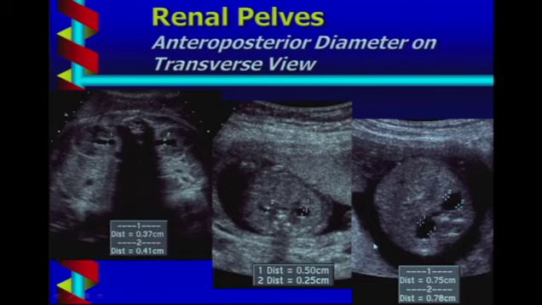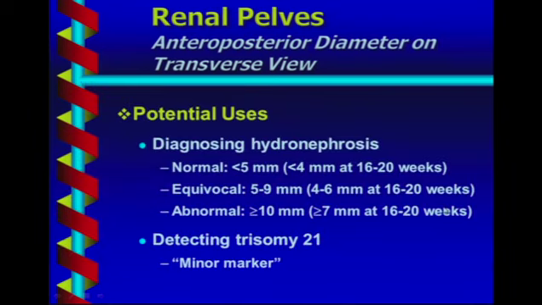Yet another measurement is a measurement of the renal pelves. Here the key measurement is the anteroposterior diameter on a transverse view of the fetal abdomen, as we're measuring here, here, and here. These are normal. One is abnormal and one's normal, and one is large. What is large? Well, we use it for diagnosing hydronephrosis, and we consider anything less than 5 millimeters to be normal. Slightly less at 16 to 20 weeks, less than 4 millimeters.